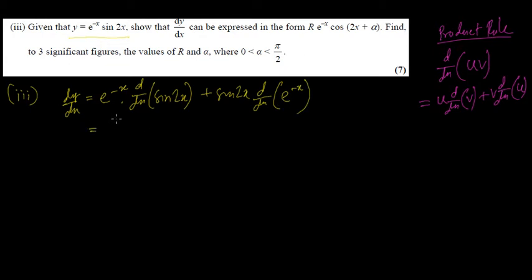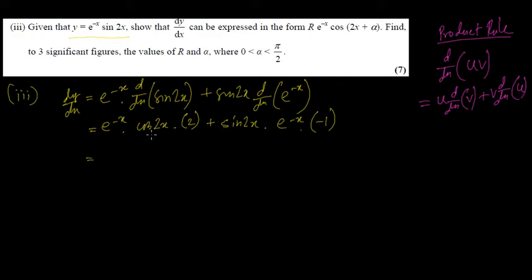So let's break this down. E to the power minus x into sine, the derivative of sine is cos, so cos theta, and the chain rule is going to be derivative of the angle 2x is going to be 2, plus sine 2x, and you know the derivative of e to the power anything is the same thing, so it will be e to the power minus x, and the chain rule is derivative of minus x is minus 1.